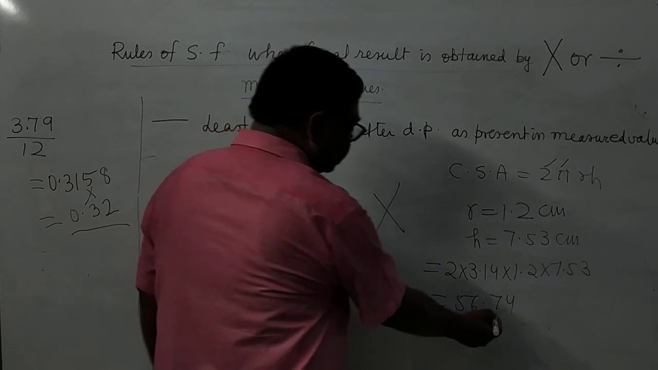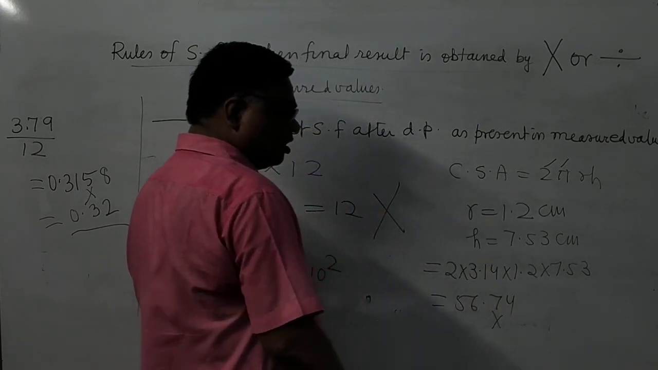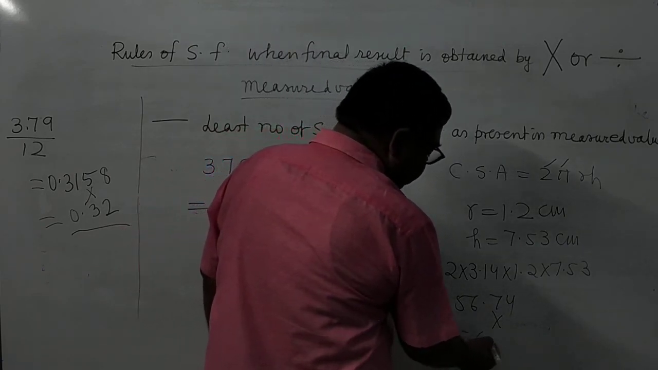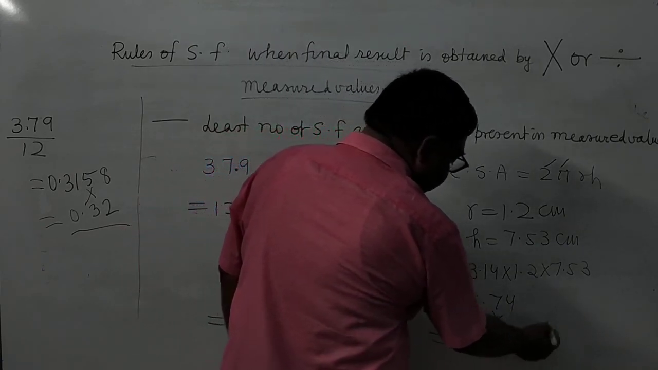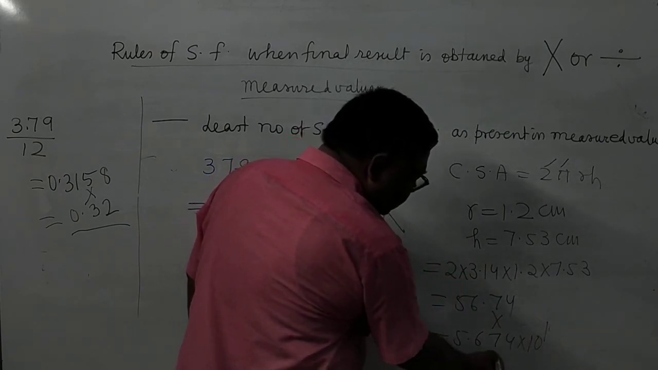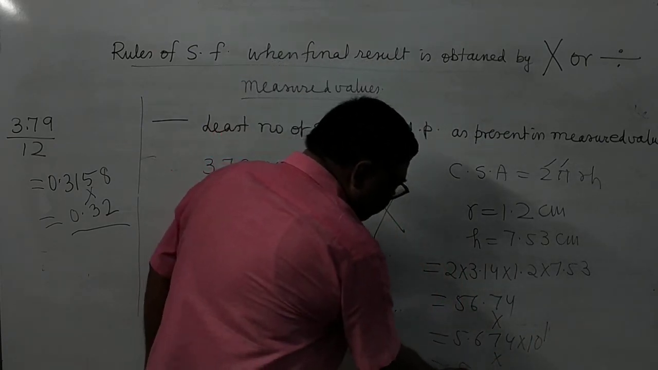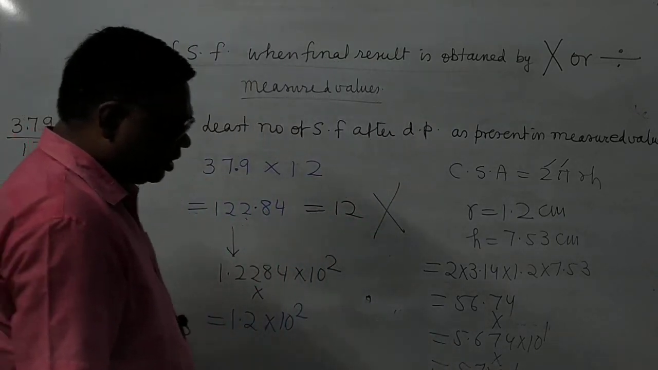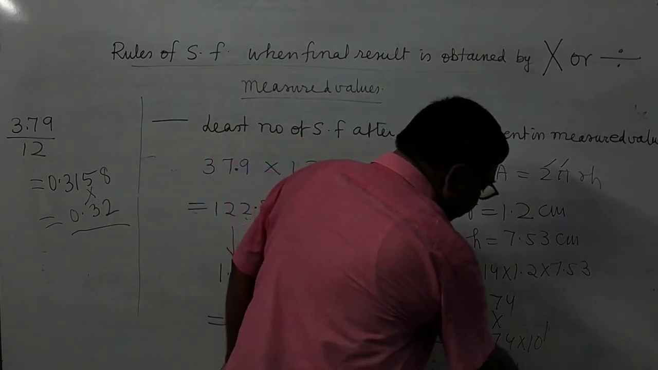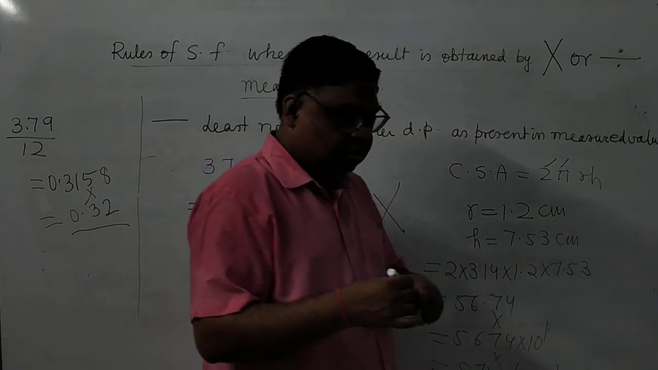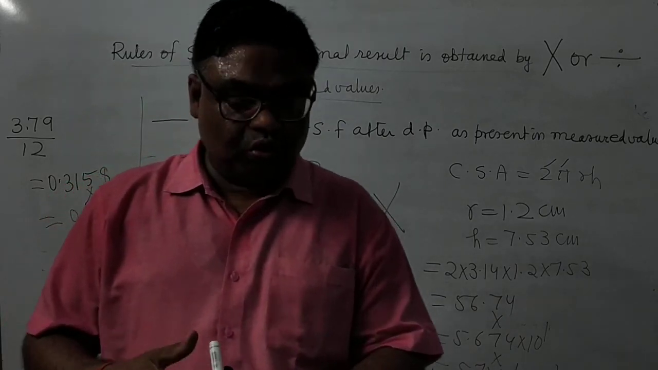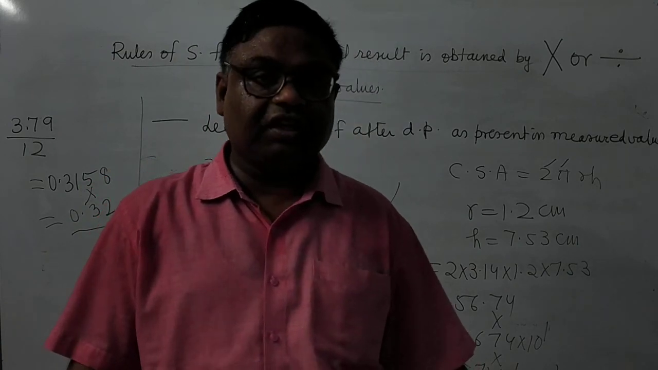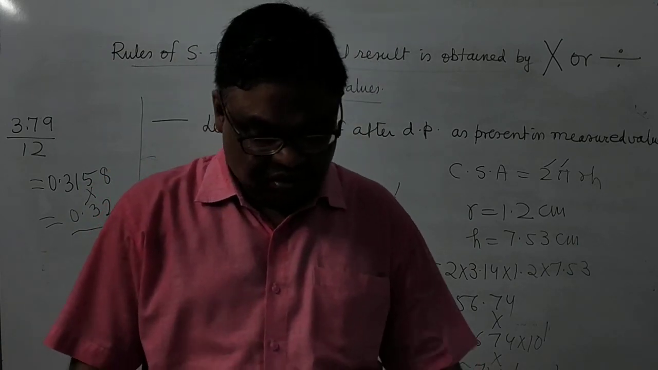Now the digit to be dropped is this, so it is better to write in scientific notation. It will be 5.674 into 10 to the power 1. The digit to be dropped is 7, so we add one, and it becomes 5.7 into 10 to the power 1 centimeter square. So this way you will do it. In the next lecture we will do some numericals based on significant figures. So thank you.